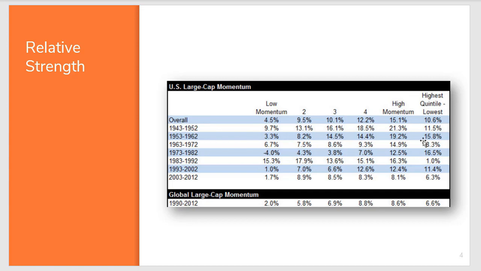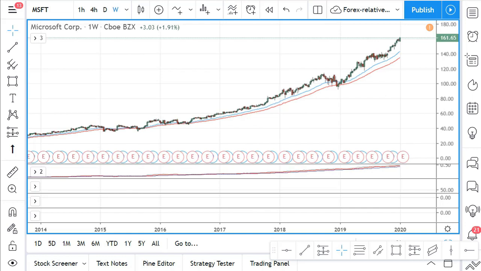And you can see for every decade here, we are beating the market. There was a decade here where it only did beat the market by about 1%. But overall, from 1943 to 2012, you can see that high momentum stock would have given you 15.1% per year, whereas the low momentum only gave you 4.5%. And we could go on and on with these statistics. They all show that if you buy stocks that are already going up, there is a tendency for you to make money. So let's go to the graph and see how I look at this, because there is a little extra detail.